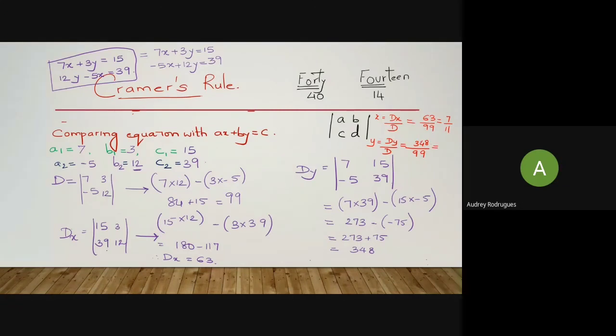Again, 3 ones are 3. Your remainder is 1, so it will go in the 3 table. So this will be 3 ones are 3, 3 sixes are 18, and 3 thirty-threes are 99. So your x value is 7 upon 11, and y value is 116 upon 33.